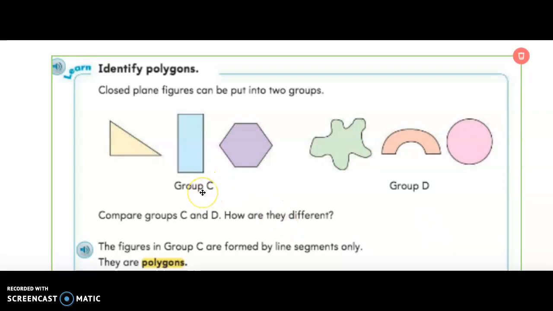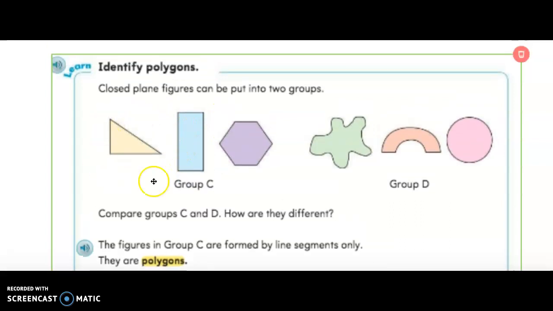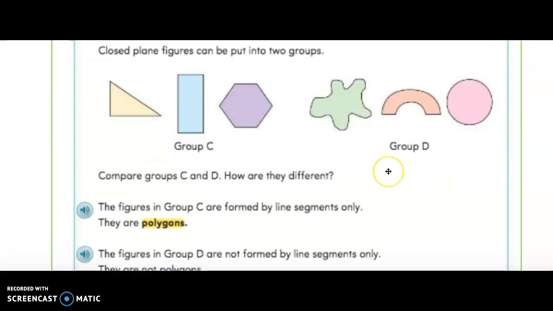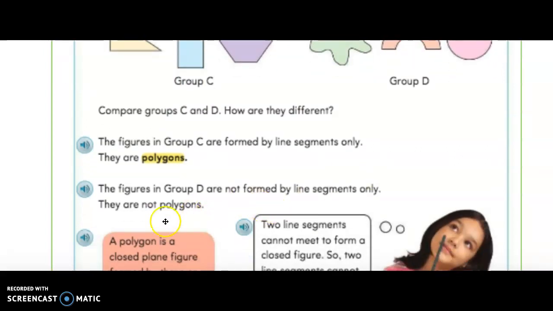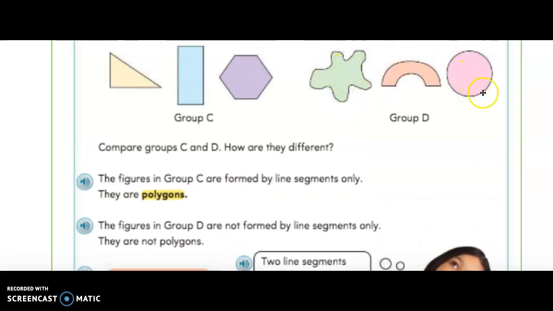Now, if we look back at group C, these are formed by line segments. These are straight lines. So group C is considered a polygon. Group D is not, because they are not line segments. If you look at the shapes, they are not straight lines.